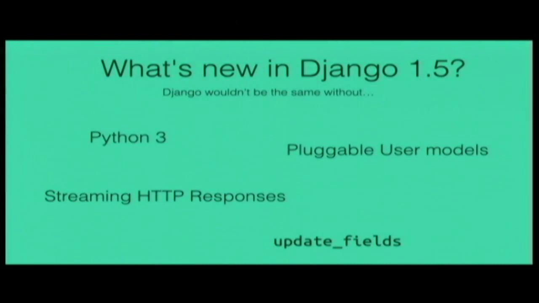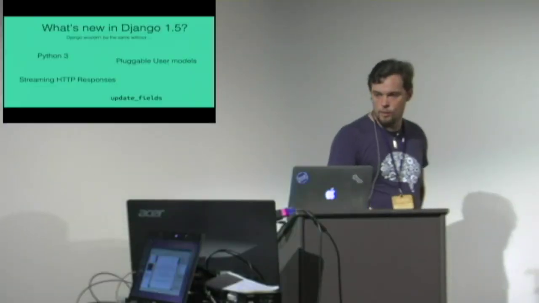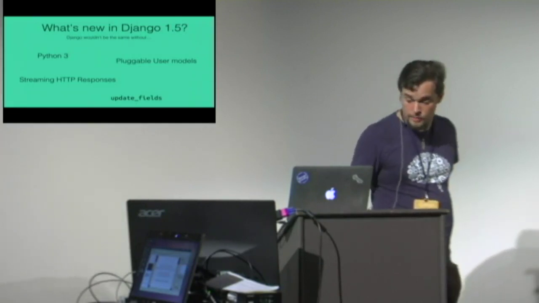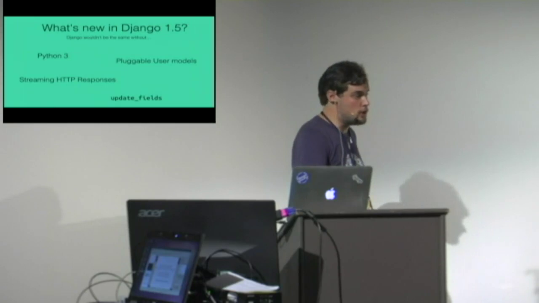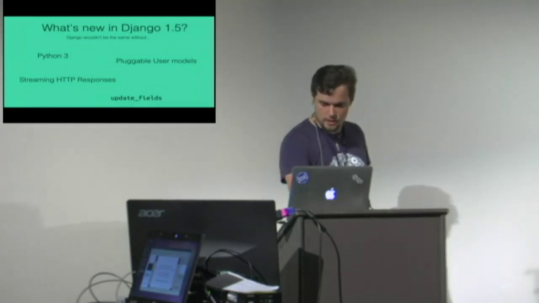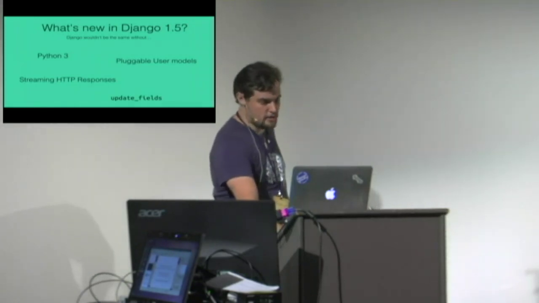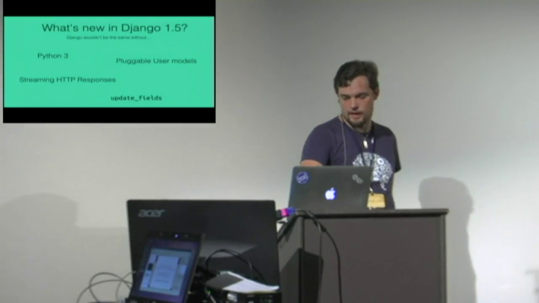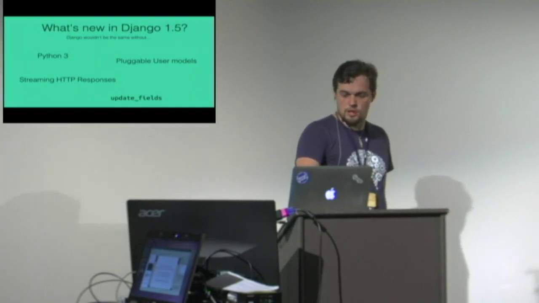There were a few bug fixes by about 1.5.2, and then it was still recommended not for production, but it wasn't that far off. We added the streaming HTTP responses. We added the pluggable user model, which does what it does. It's still awkward, but it does work. And we added the update_fields parameter to save, which is something that I use very, very regularly, especially in queued tasks. It's very useful for that.